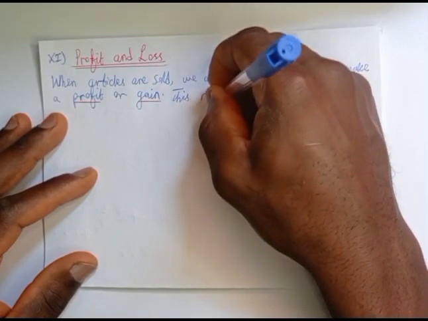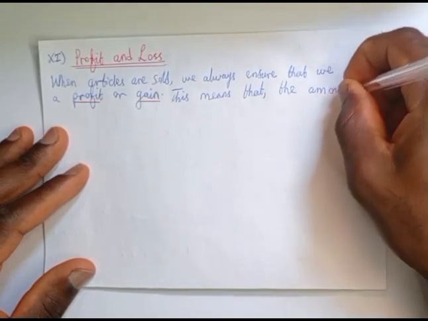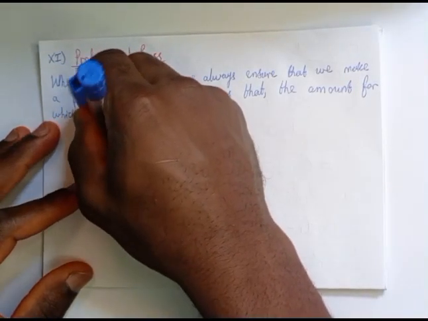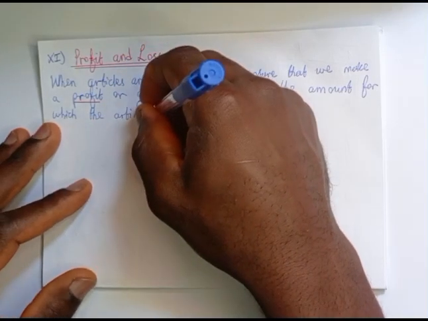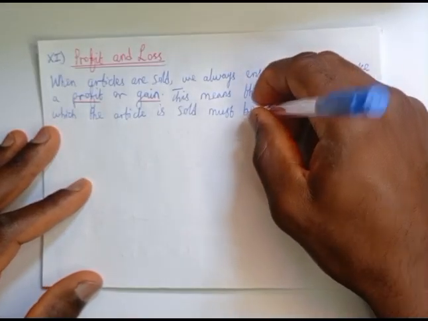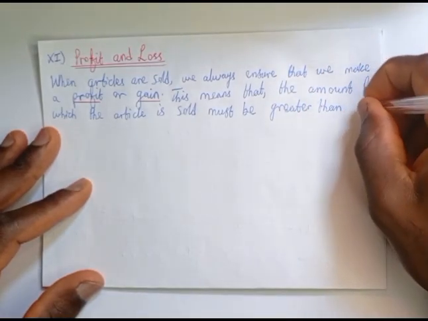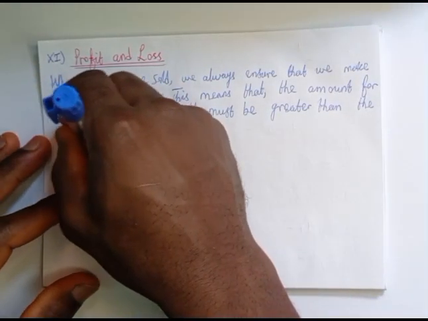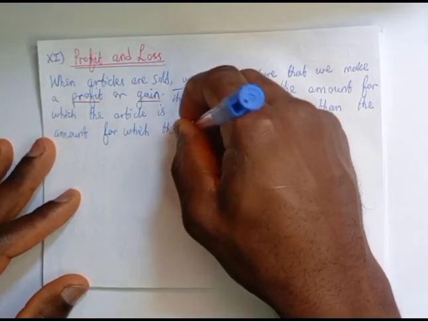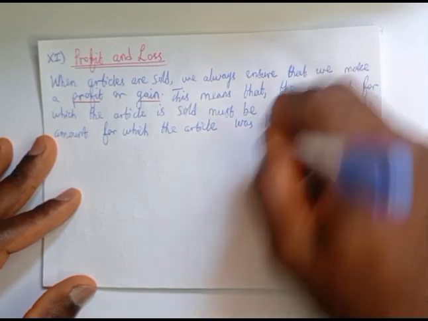This means that the amount for which the article is sold must be greater than the amount for which the article was bought for a gain or profit to be made.